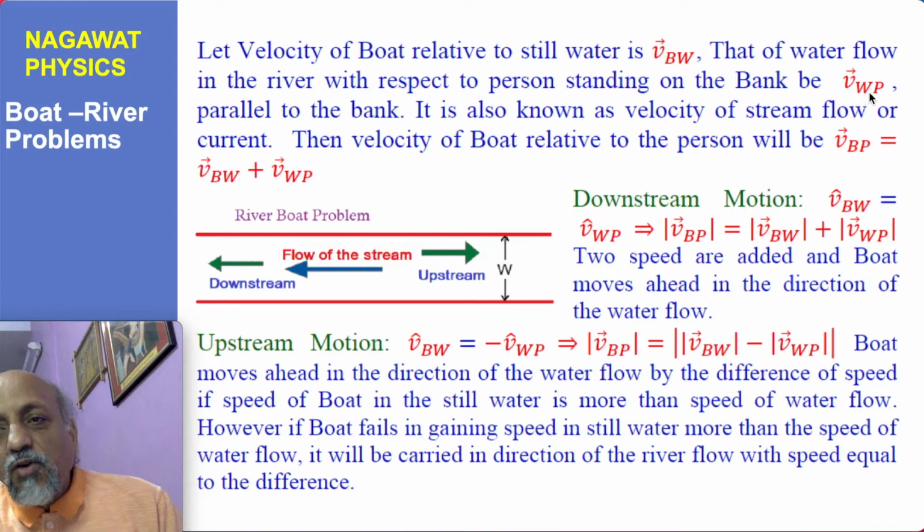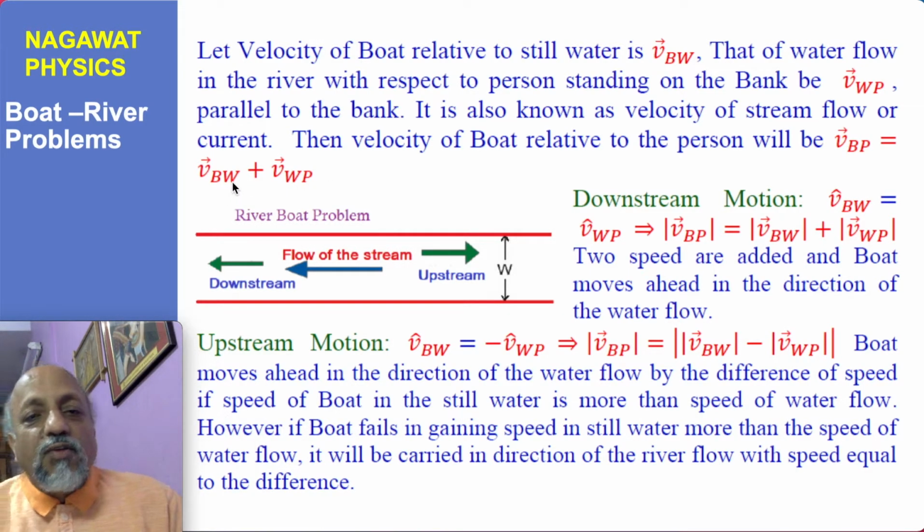So velocity of water with respect to the person, velocity of boat with respect to the water. So I can find the velocity of the boat with respect to the person very easily by using the vector algebra, and velocity of boat with respect to person VBP will be equal to VBW plus VWP, because BW plus WP, just by the displacement vector algebra which we have discussed earlier.